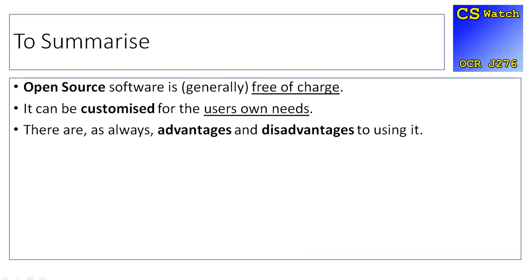So, to summarize, open source software is generally free of charge and it can be customized, and as we looked at just now, that has got its advantages and its disadvantages. Open source software is used a lot for charities such as the One Laptop for All charity in Africa, because they don't have to pay for the overheads of using Microsoft Windows, and it can then be customized for what they need.